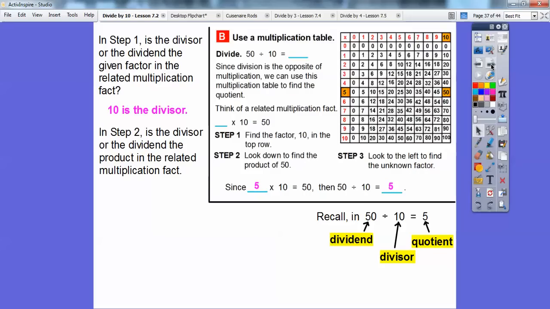In step two, is it the divisor or the dividend that's the product in the related multiplication fact? The product is this 50 right here. So is this 50 the divisor or the dividend? Well, the 50 is the dividend. So the quotient is the unknown factor, or the 5. This is the quotient right here.